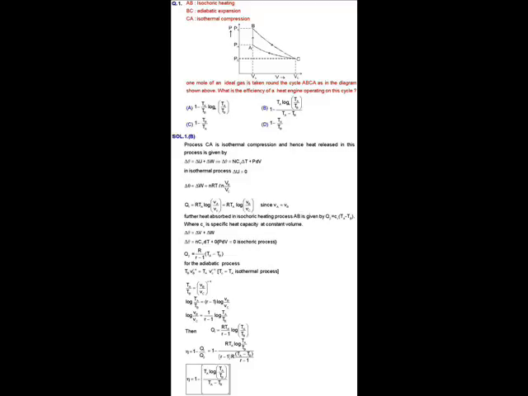And by the definition of efficiency η, we know that η equals 1 minus Q1 upon Q2, which equals 1 minus RTA log of TA upon TB upon R(TA minus TB) upon gamma minus 1. That implies η equals 1 minus TA log of TA upon TB divided by (TA minus TB). So option B is correct.